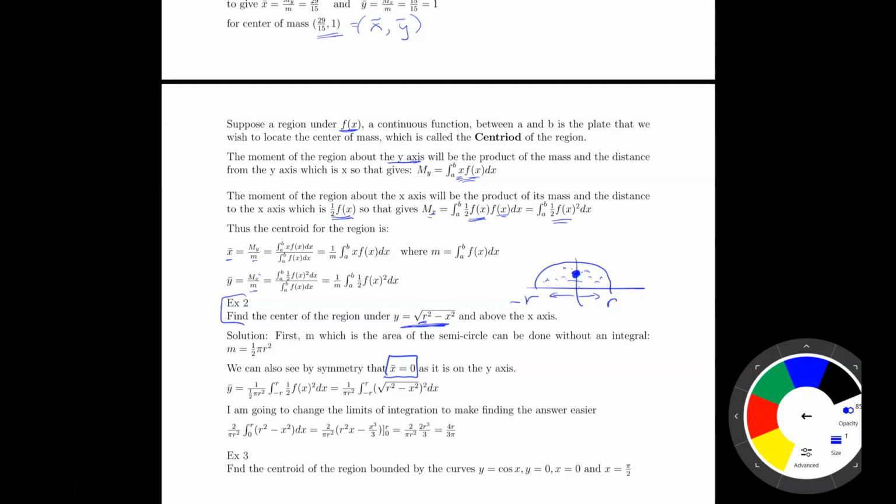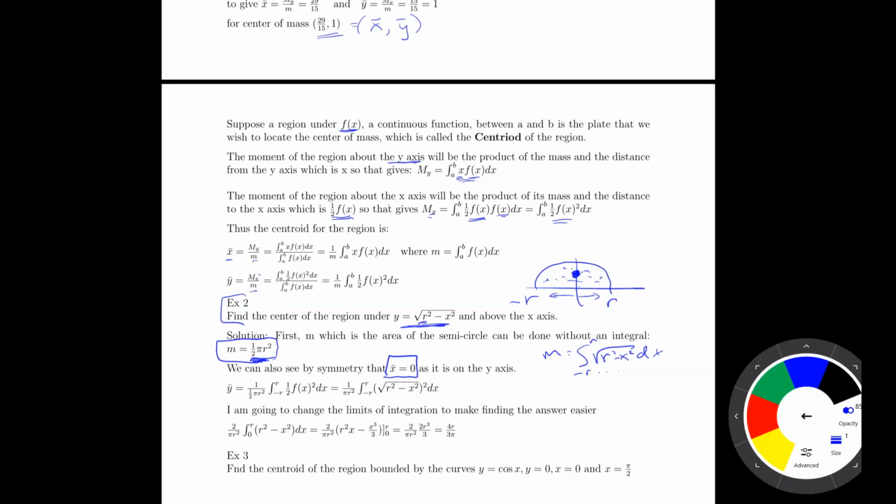And to find the mass, that's the area under the curve, from negative r to r. I could use the trig substitution if you choose to go there, but I'm thinking this is the area of half of a circle, so 1/2 pi r squared. That's the area under this. You would get the same thing with trig substitution, but let's not use trig substitution.